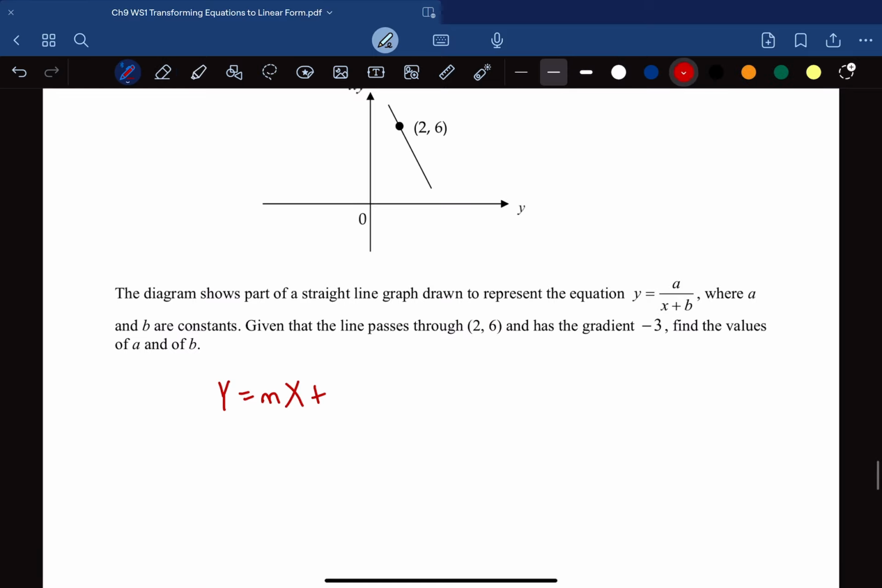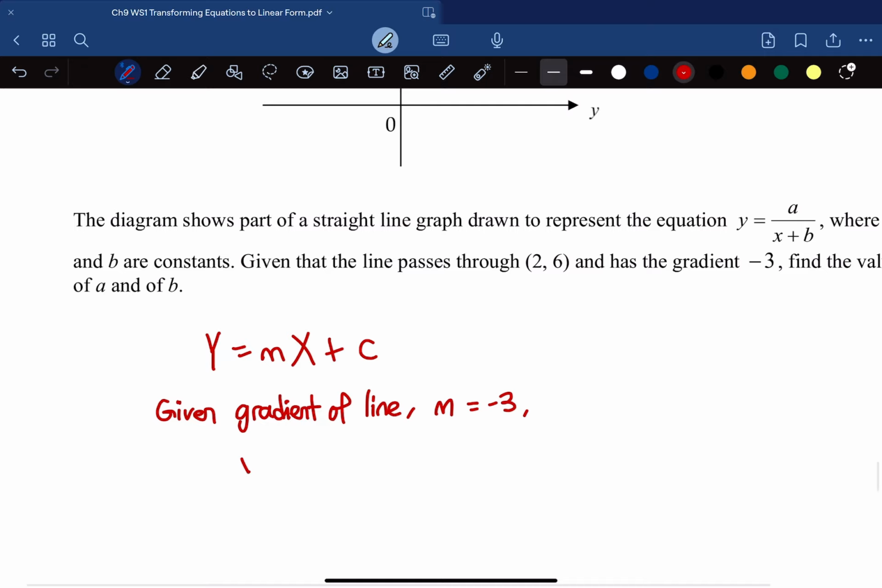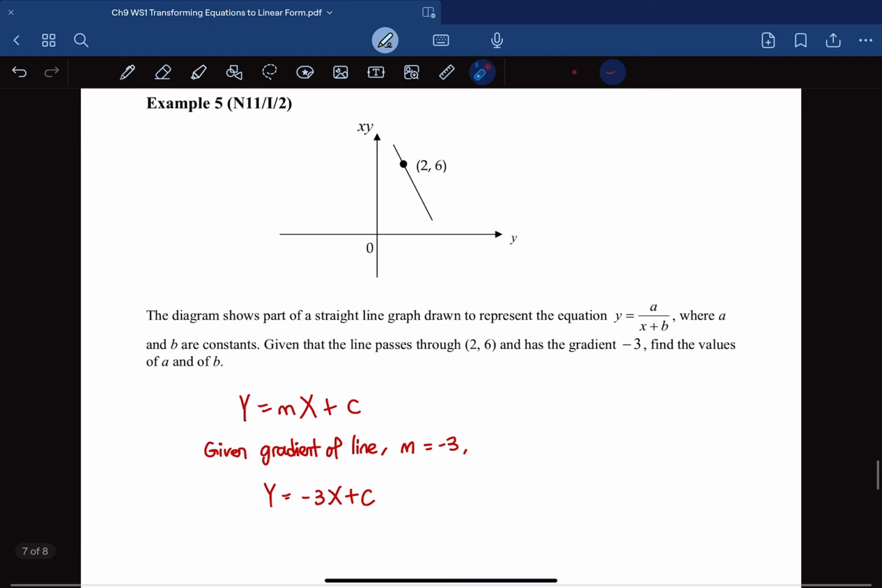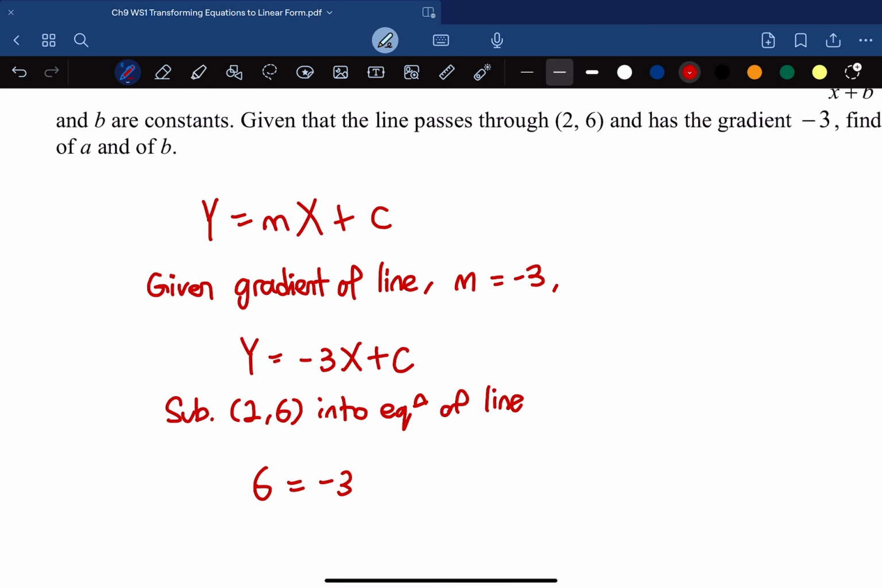And we are given that the gradient of line m is equal to -3. So therefore I know that capital Y is equal to -3x plus c. From this graph here, I know that the point 2, 6 lies on this graph. So therefore, sub this point 2, 6 into the equation of line. This will help us find the c, which is an unknown. So therefore, 6 is equal to -3 times 2 plus c. Therefore, c will be simply equal to 12.